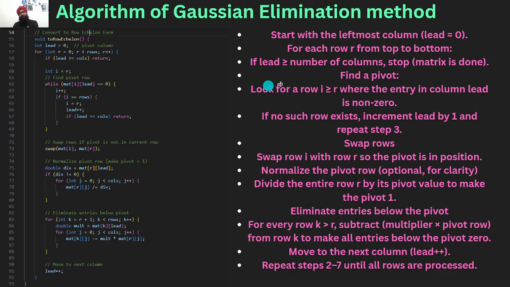Now, which I have written here: if lead is greater than or equal to the number of columns, stop. For each row, find a pivot. Look for i greater than or equal to r, where the entry in column lead is non-zero. If no such row exists, increment lead by 1 and repeat step 3.